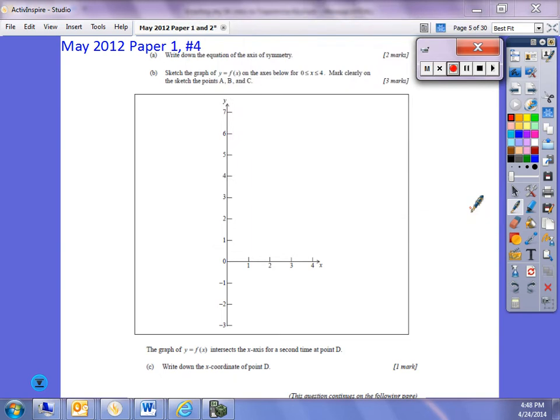In problem 4, we were given some information about a quadratic function. F of x is a quadratic function, and we're given some information that we're going to want to go ahead and graph. So they tell us that the y-axis intercept is (0, 6).